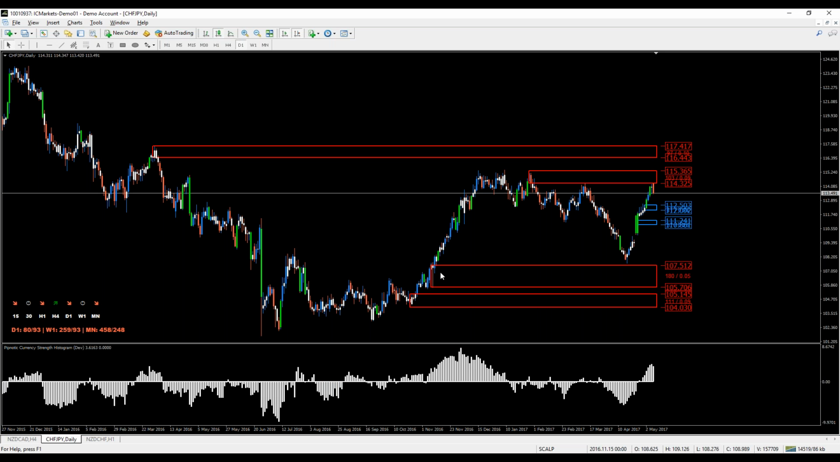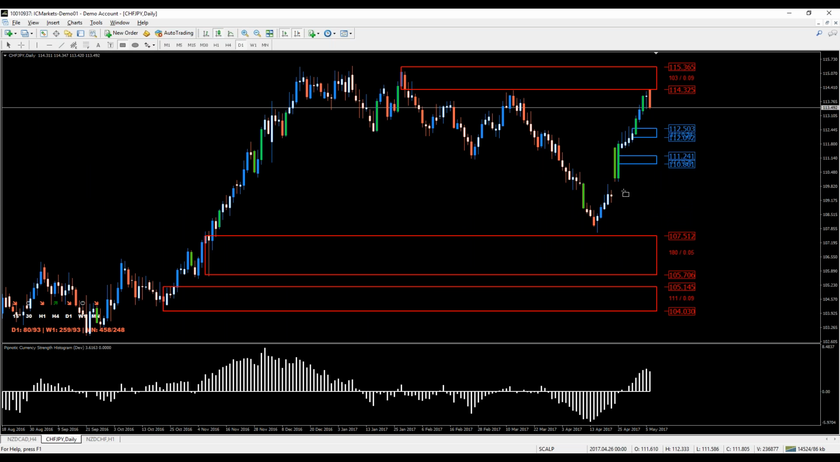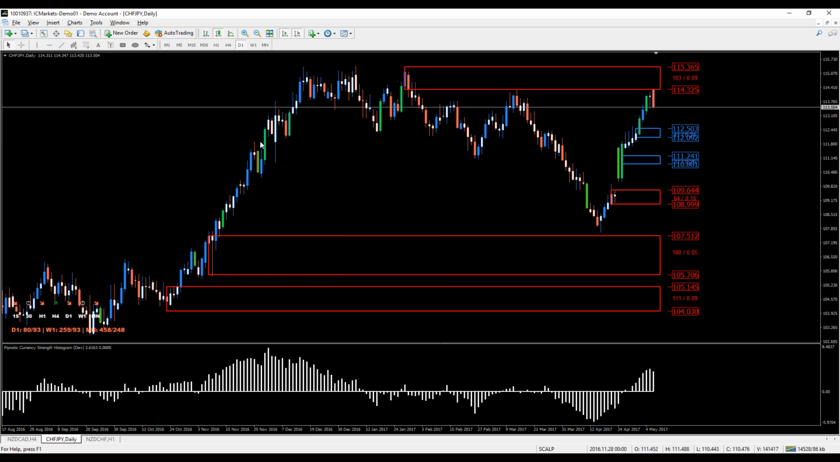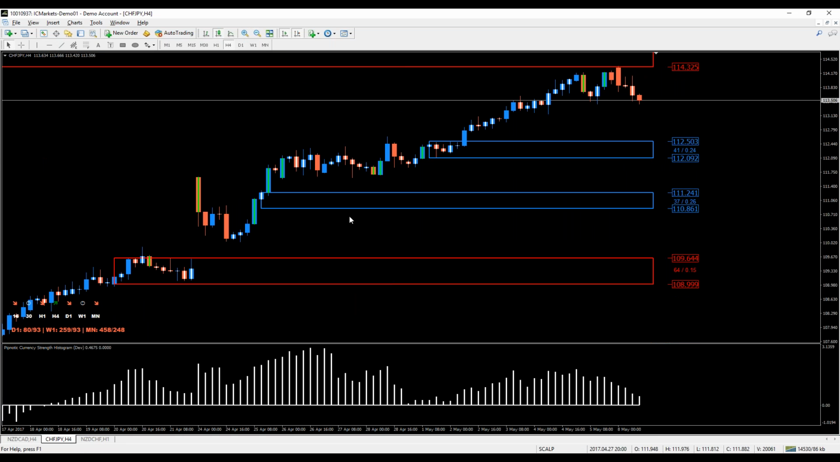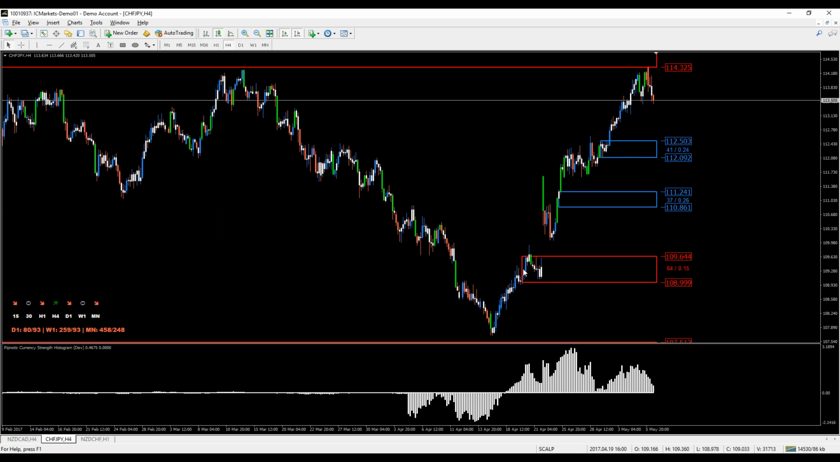Okay, so we've got this one, which has been tested, technically speaking, but we could consider something in here or something in here. We do also have what appears to be a small continuation pattern in here. It looks something like that, which would close the gap as well. So back onto the 4 hour. Oops. You can see it looks like that, but that's not a pretty one.